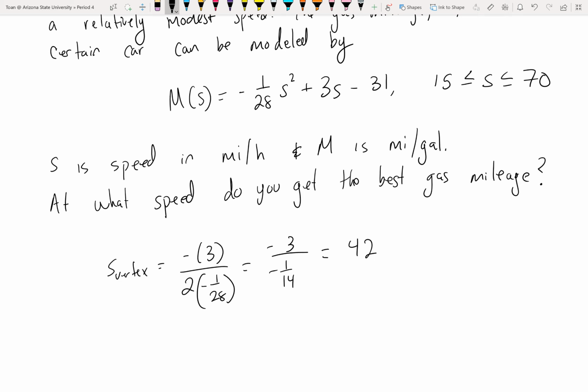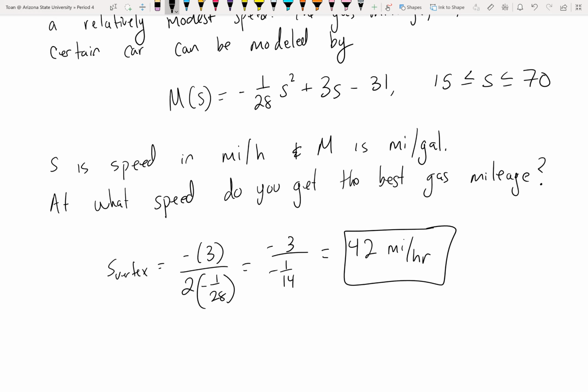What would I have to do to get the other coordinate? Plug it into the equation. But would we even need to do that? The question says at what speed? So do you agree that the question is wanting a speed as an answer? What did we just solve for? We solved for speed. So guess what? That's our answer. I don't need to plug it in. The answer is 42 miles per hour, right?